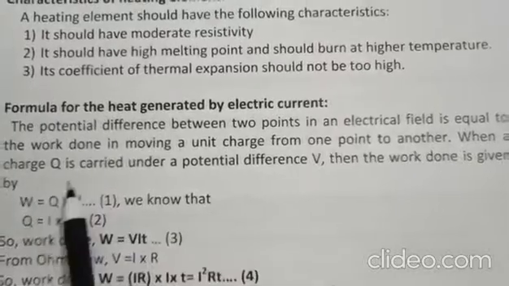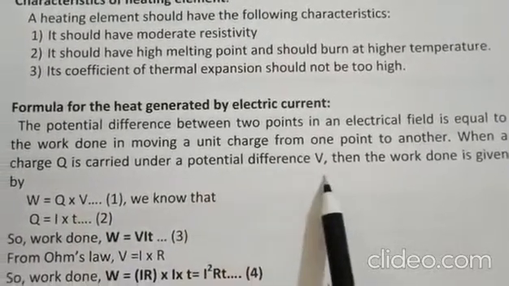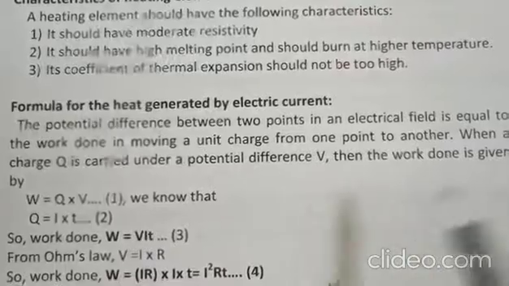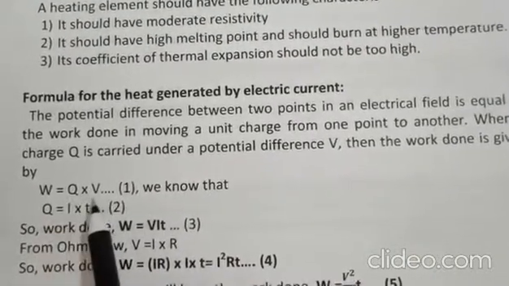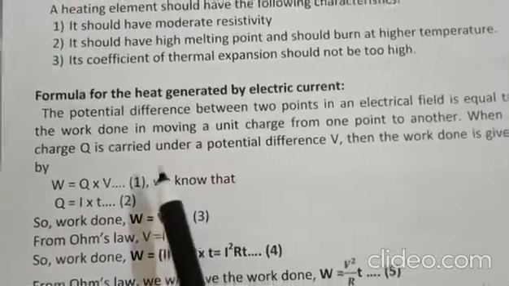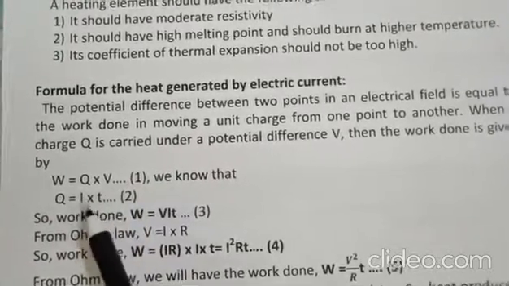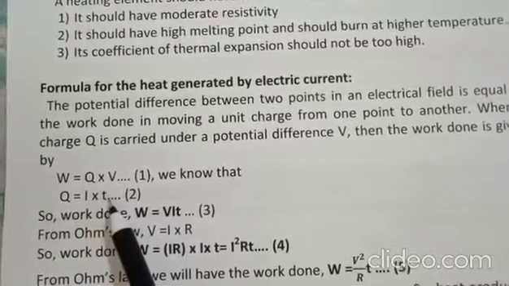When a charge Q is carried under a potential difference V, then the work done will be given by, we know, W is equal to Q into V. That is the equation number 1. But we also know that charge is I into T. I is current and T is time.